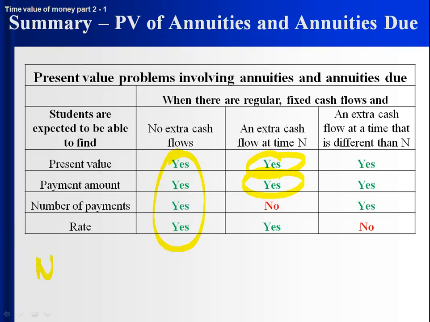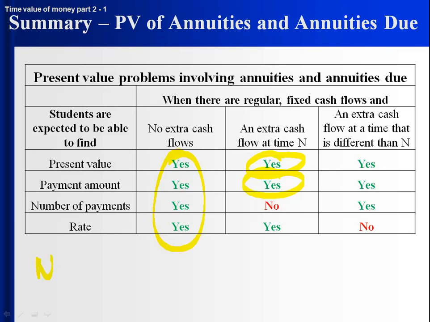You can also find the amount of the payment, and again that can be done one of two ways. You can do it in one step, or you can find what the present value is of the extra cash flow, take that and subtract it from the present value of all the cash flows, and then now you've got what the present value of the annuity due must equal, and find the payment associated with that.